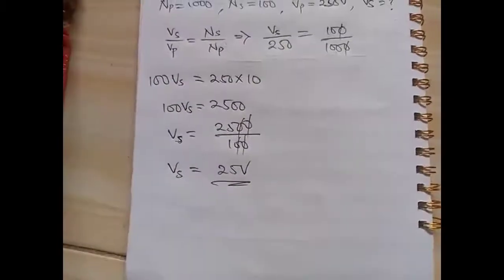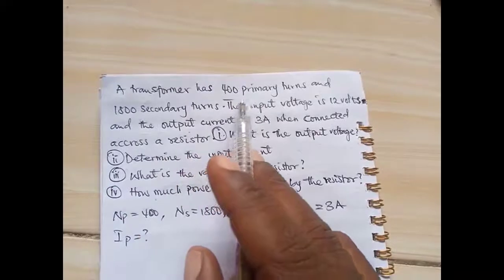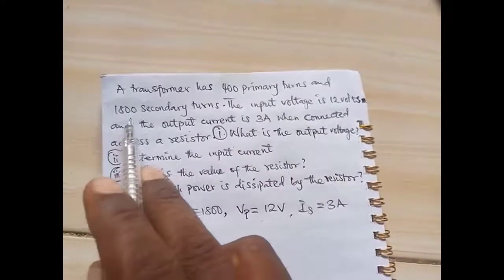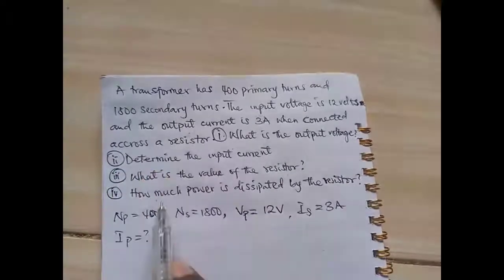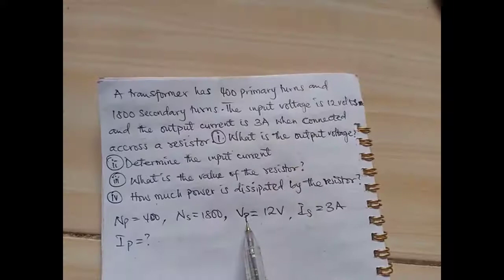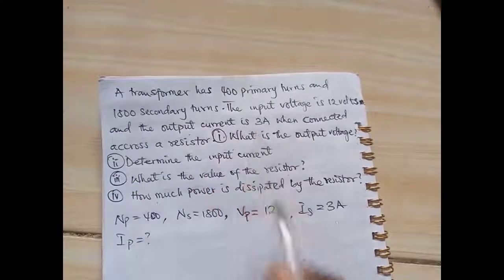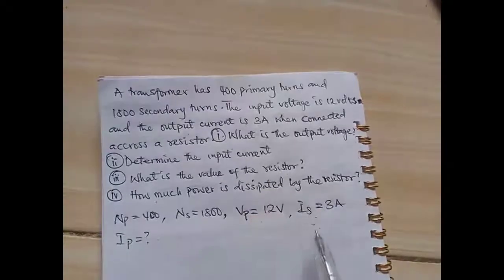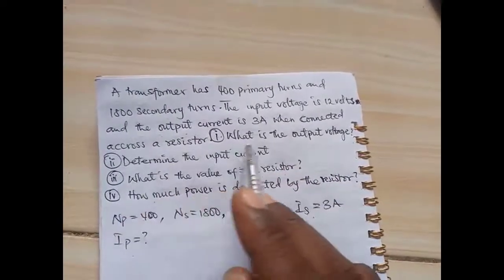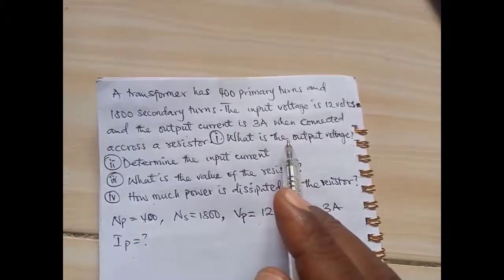So this question says a transformer has 400 primary turns, so primary turns 400, and 1800 secondary turns. The input voltage is 12 volts, so primary voltage is 12 volts, and the output current is 3 ampere, that is the secondary current, when connected across a resistor. What is the output voltage?